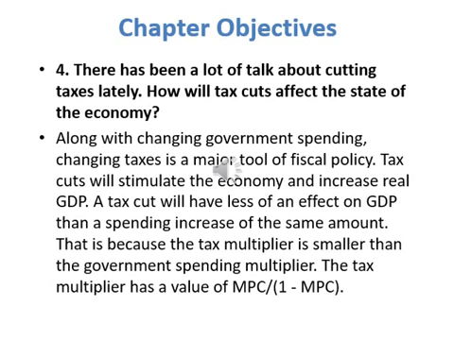A tax cut will have less of an effect on GDP than a spending increase of the same amount. That is because the tax multiplier is smaller than the government spending multiplier. The tax multiplier has a value of MPC/(1 - MPC).